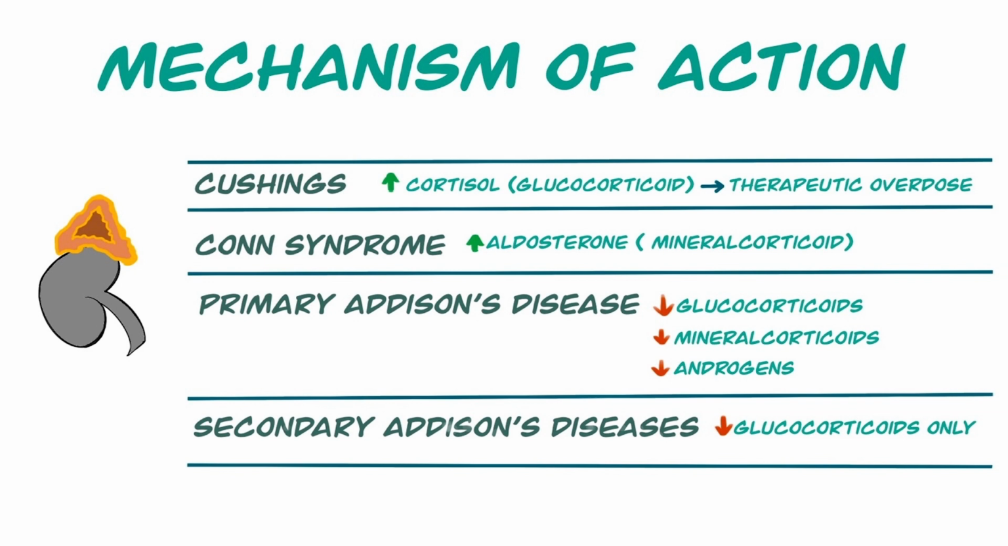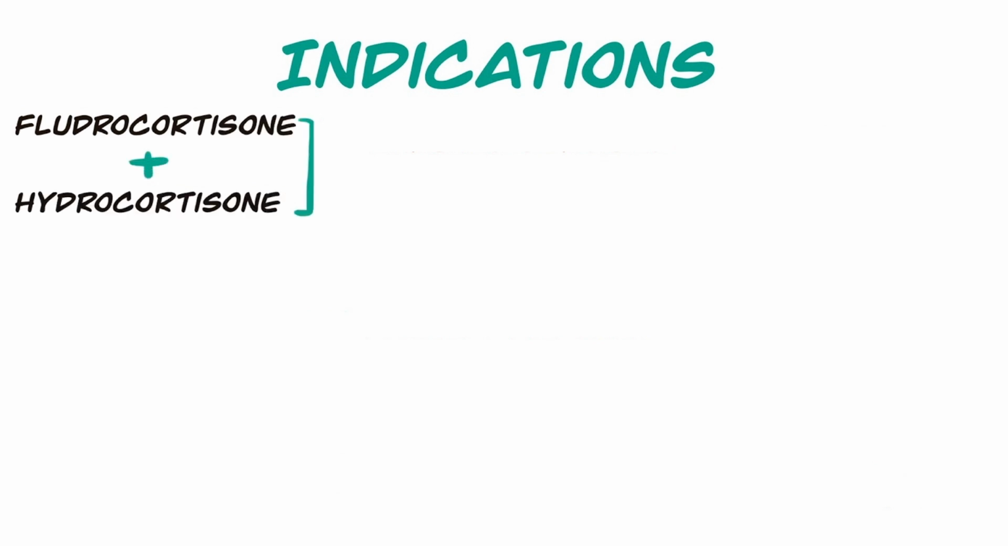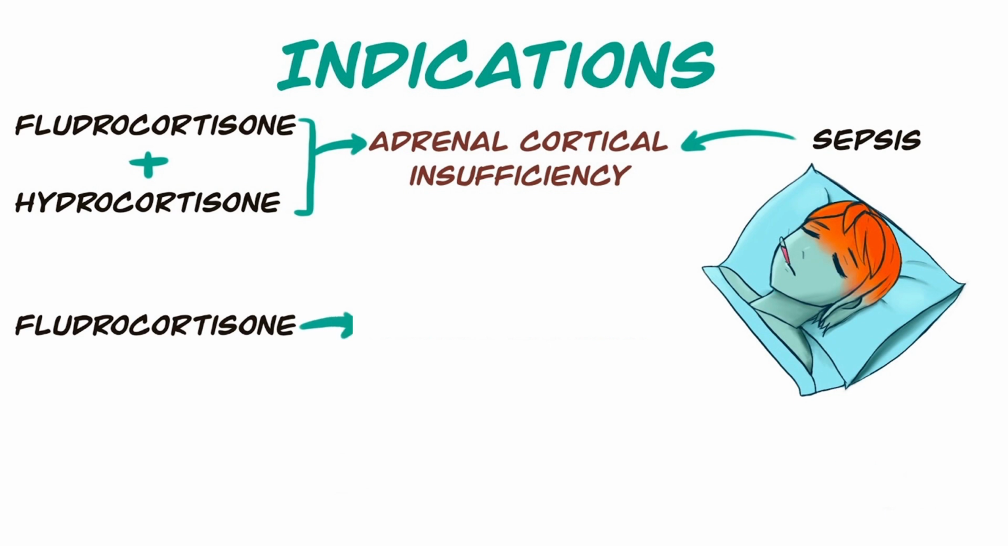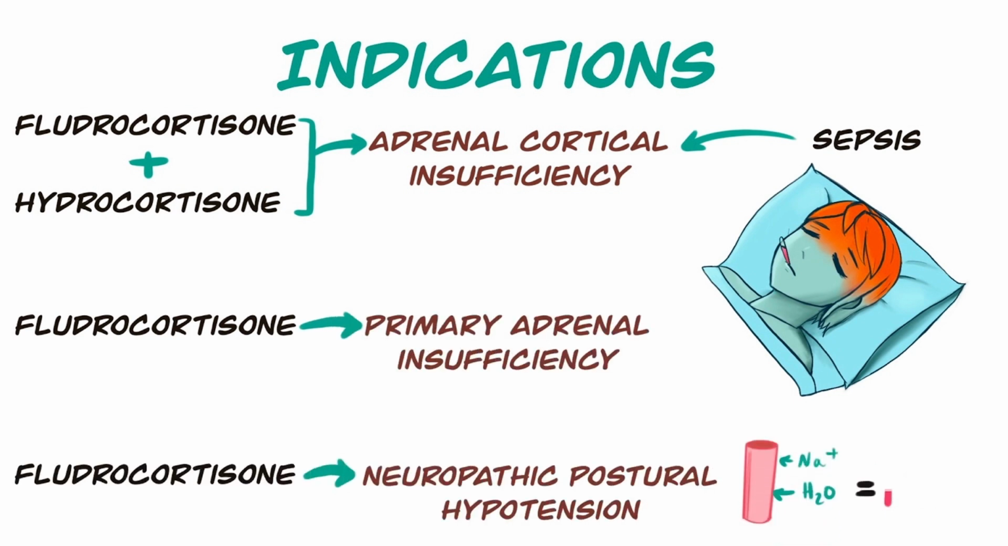So, what are the indications of steroids? In practice, fludrocortisone is actually used in combination with hydrocortisone in treatment of adrenocortical insufficiency, which is secondary to septic shock, for example. But it can also be used in primary adrenal insufficiency as well.